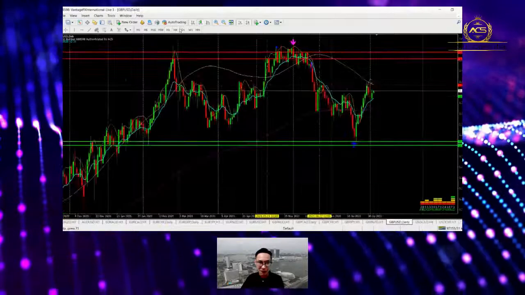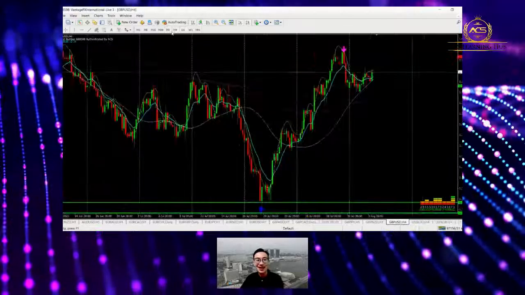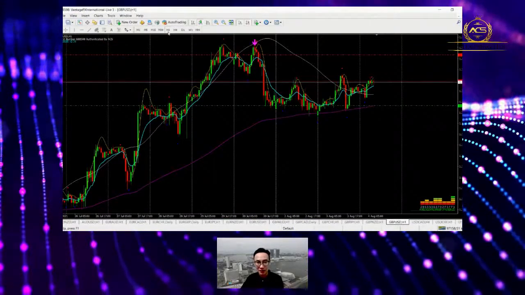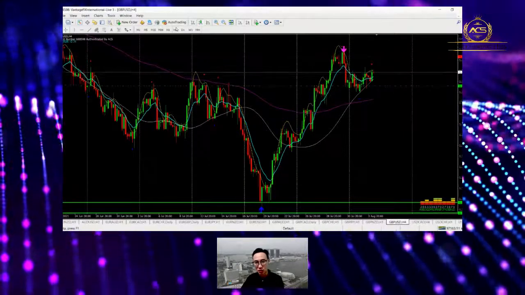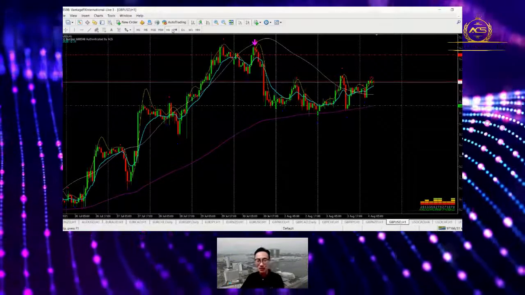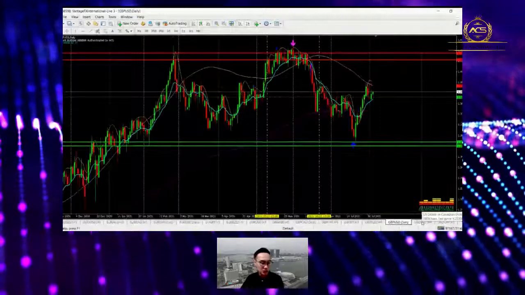Pound dollar. Pound dollar, nothing to talk about. Buying. All right, it's still in the bull. It's still on the bull, and now it's still hitting on the support level. Still going for a buy. All right, so let's see. Yeah, it's still on the buy. Okay, so yes. Okay, Pound Dollar, yeah, it's still on the buy side.